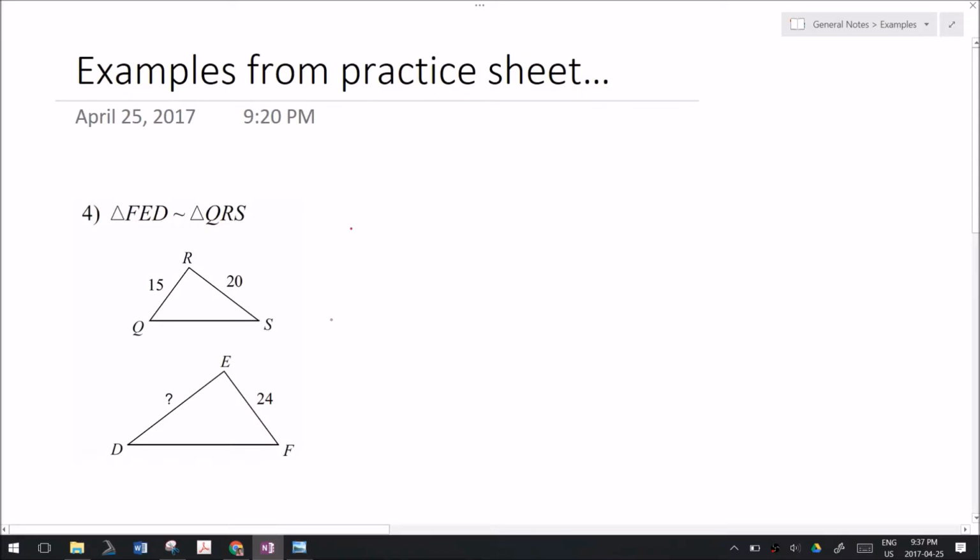These practice problems are going to be from the worksheet that I left for you. So this is triangle FED and QRS from question number 4.